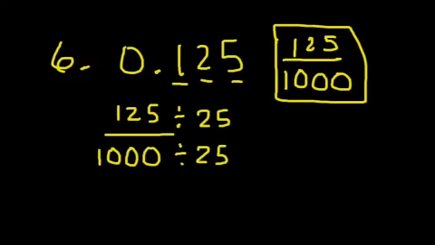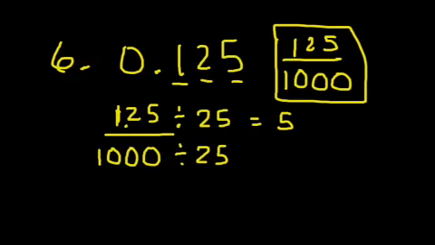So we're going to imagine that this is really $1.25, all right? And I bet some of you can think of how many quarters are in $1.25. Okay? How many quarters are in $1.25? Well, $1 has 4 quarters, right? So $1.25 is going to be 5 quarters. So $1.25 divided by 25 is 5.